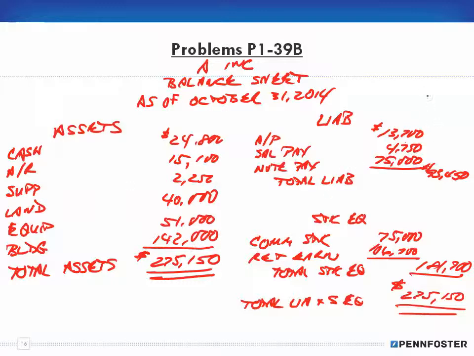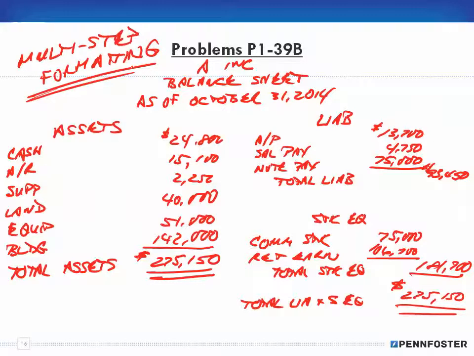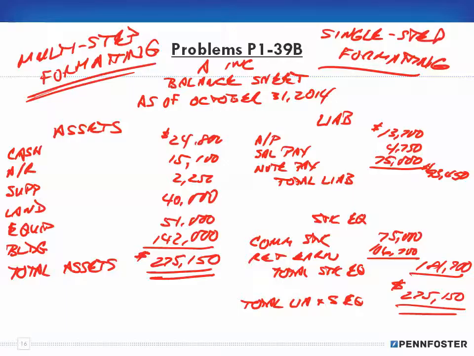And by having the multiple columns, and multiple columns is called multi-step formatting, okay, it's called multi-step formatting, and that's what most accountants use most of the time. Okay, when you only have one column, that's called single step. And the single step formatting is generally used when you have a small business and they don't have too many accounts, very few accounts, okay?